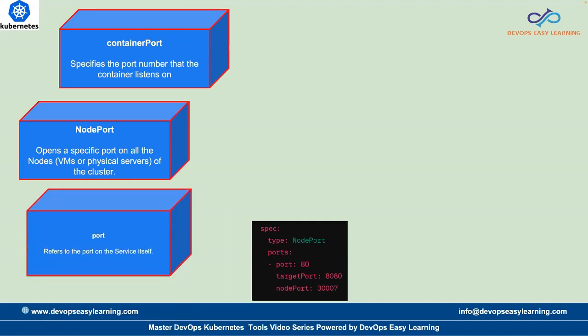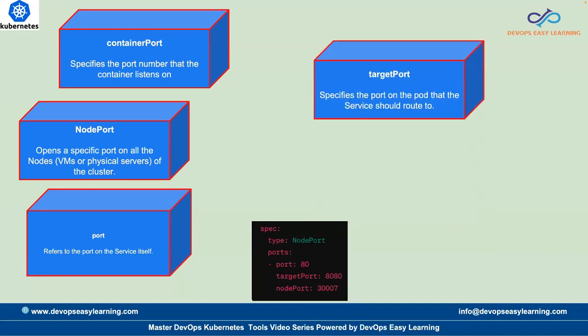This is actually the service port. That's the port that we are going to use to access the application of our service. Remember, the service is placed in front of the pod, and that service has a port. It's called the service port. And we have another one called target port. The target port specifies the port on the pod that the service should route to. So the target port is just the port that the service should be routed to, right?